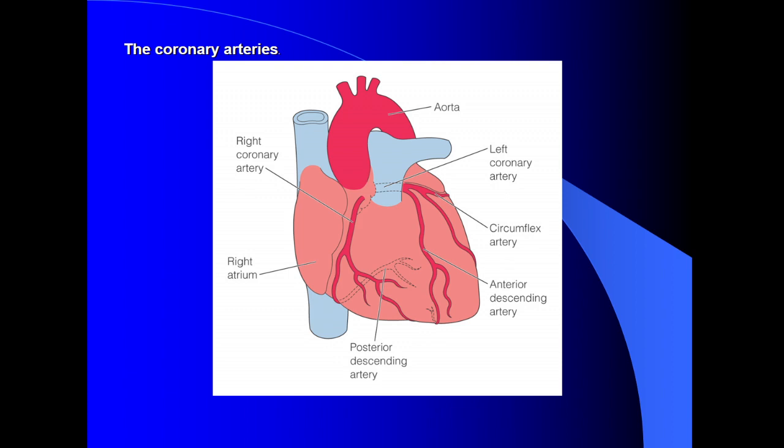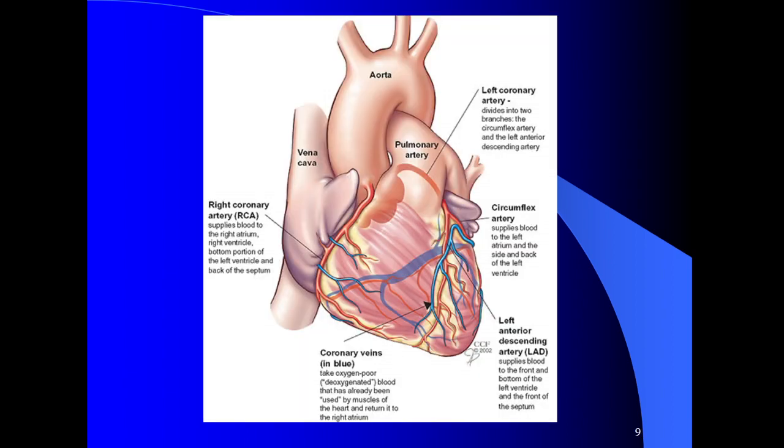Coronary circulation. On this picture you can see the coronary arteries and their localization. They consist of the right coronary artery, left coronary artery, circumflex artery, anterior descending artery, and posterior descending artery. It usually can be additional. Here is also anatomy, and you can see the aorta localization, vena cava localization, and pulmonary artery.